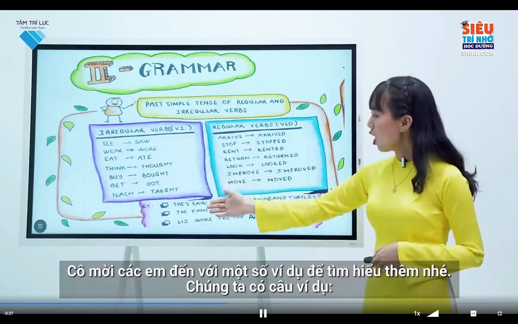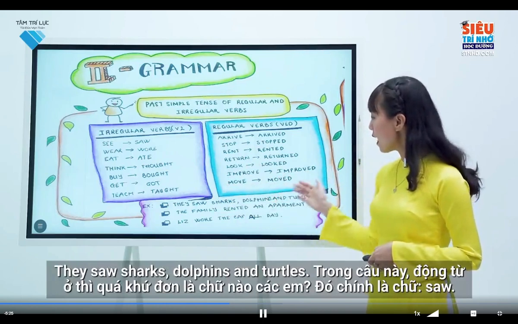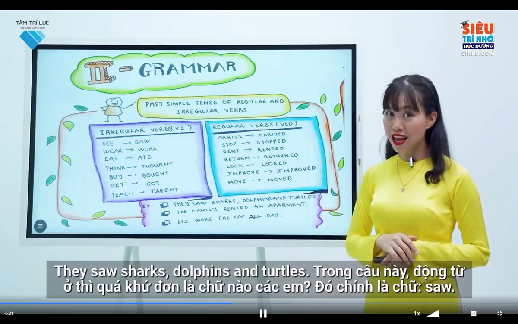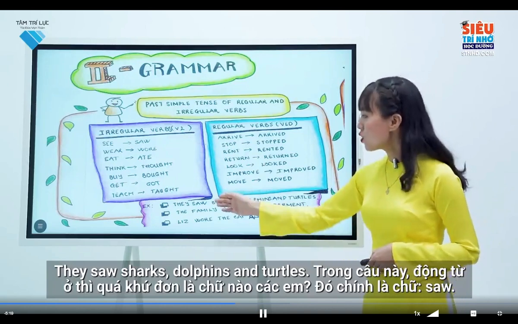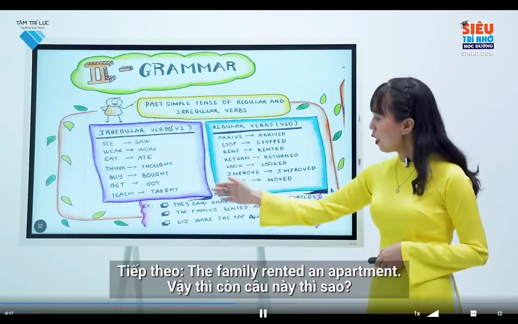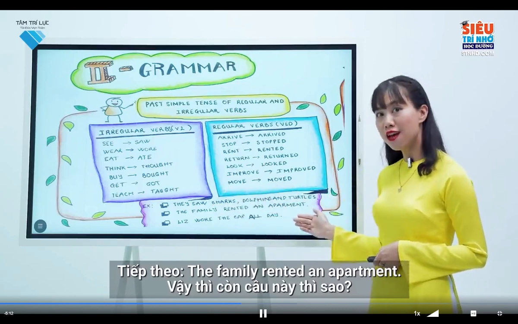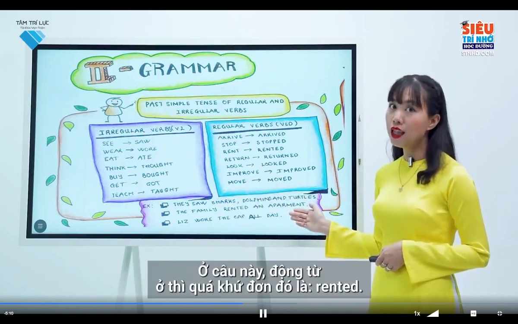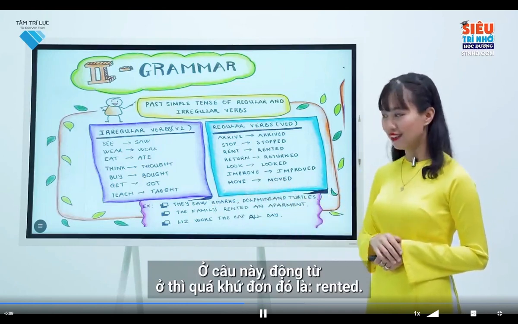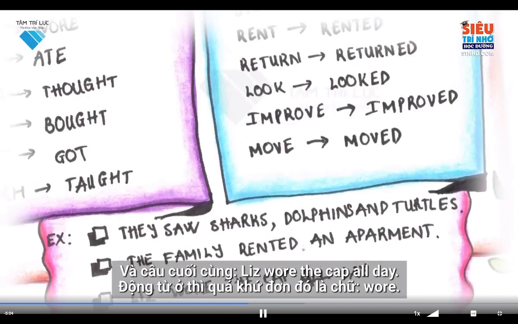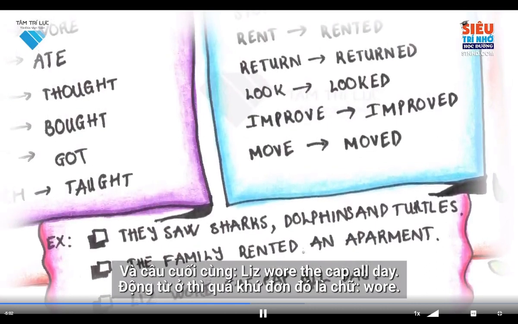We have an example. They saw sharks, dolphins and turtles. In this sentence, which word is the verb in the past simple tense? It's the word saw. Next, the family rented an apartment. In this sentence, the verb in the past simple tense is rented. And the last example, Liz wore the cap all day. The verb in the past simple tense is the word wore.